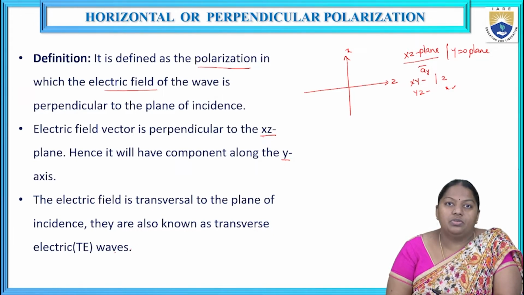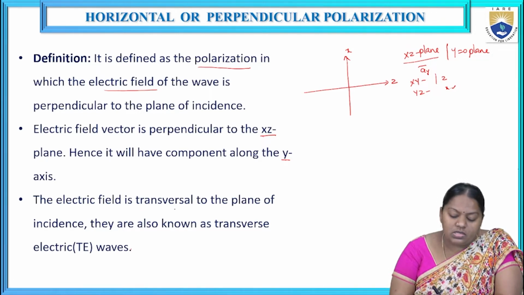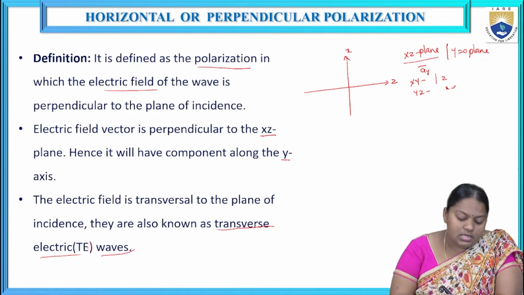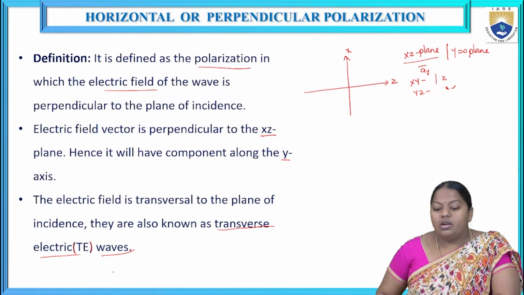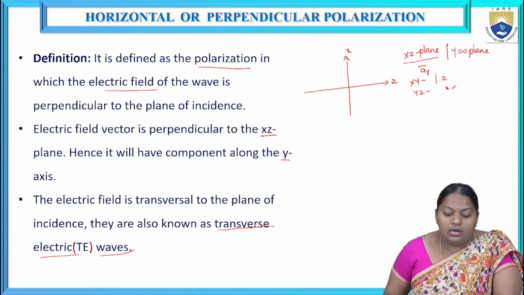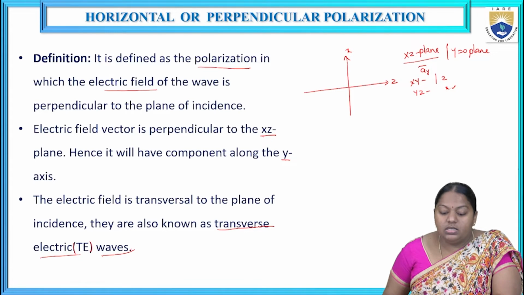Transversal means perpendicular, right? So the electric field is perpendicular to the plane of incidence, meaning transversal to the plane of incidence. Then this horizontal or perpendicular polarization wave is also called a transverse electric wave. In short, we'll call it TE waves, transverse electric waves. Okay, so in the horizontal or perpendicular polarization case, the waves are said to be transverse electric waves, in which we have considered the xz plane and the electric field is along the y direction.